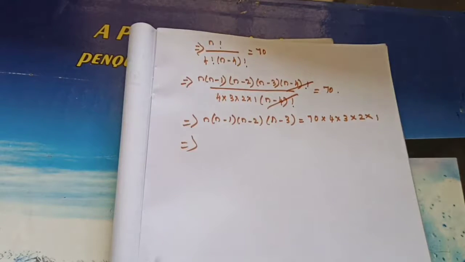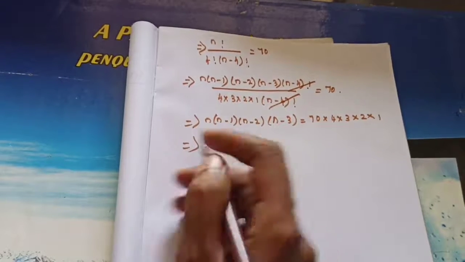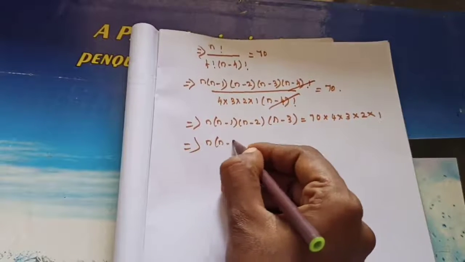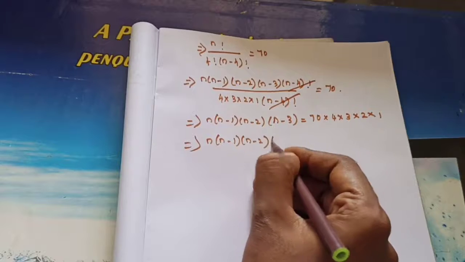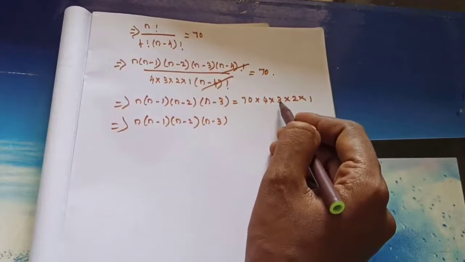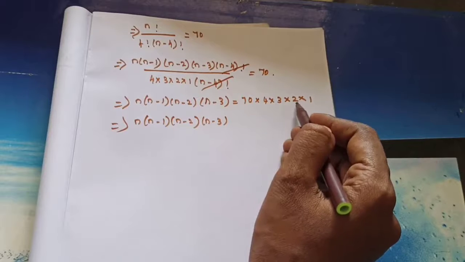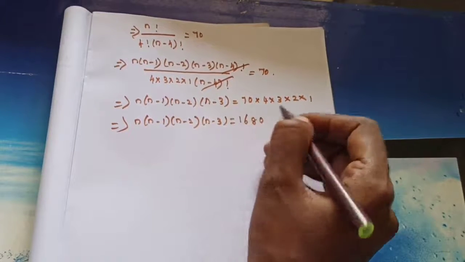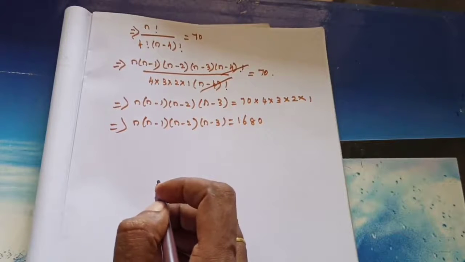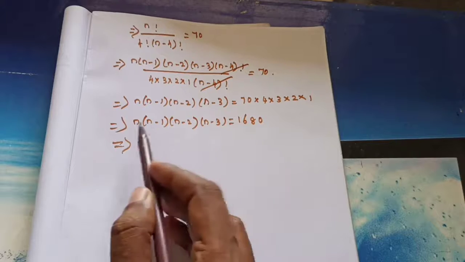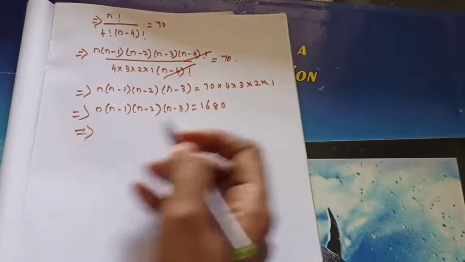So if you multiply, how much will you get? Multiply n into n minus 1 into n minus 2 into n minus 3 equal to, multiply everything: 4 3s are 12, 12 2s are 24, 24 into 7. So when you multiply, you will get 1680. Now, in one example I taught, you need to change this into the form of n into n minus 1 into n minus 2 into n minus 3.